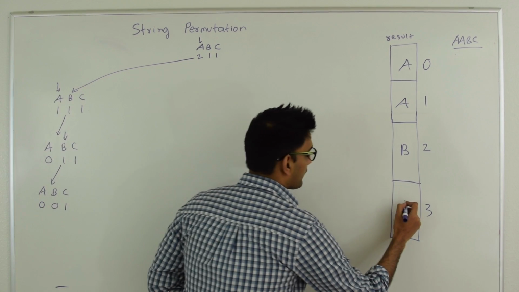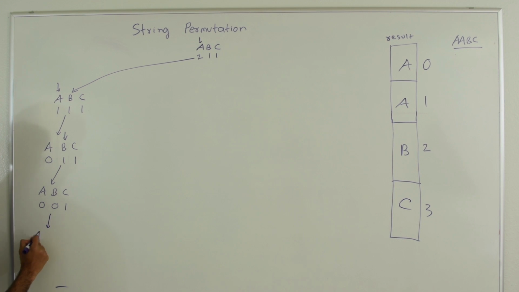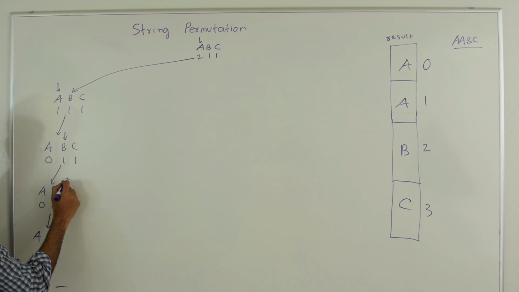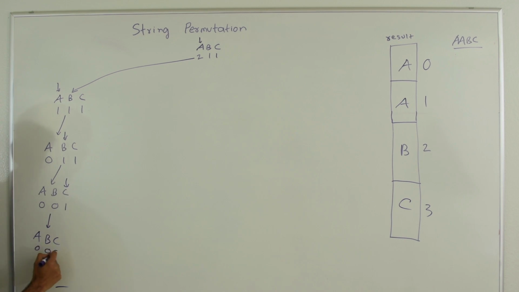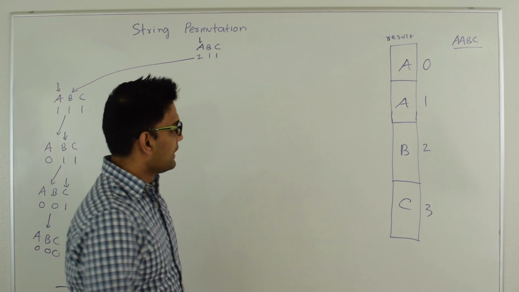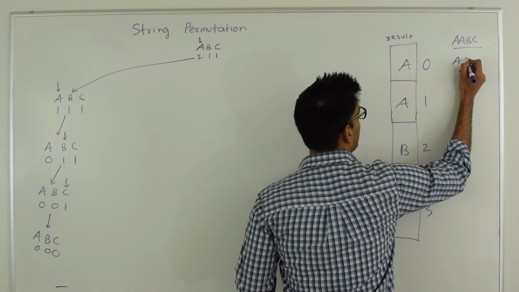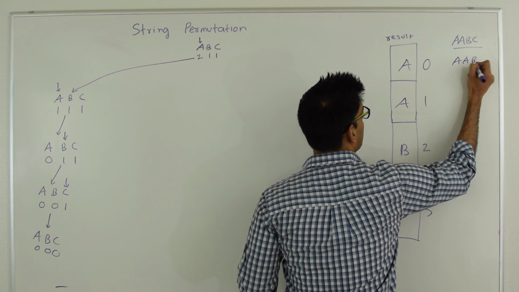So first we go here and add C, and then go again into the recursion. So A, B, C and 0, 0, 0. When the count is 0, 0, 0, it means that this array must be full, and then we just output the contents of this array. So this outputs A, B, C.